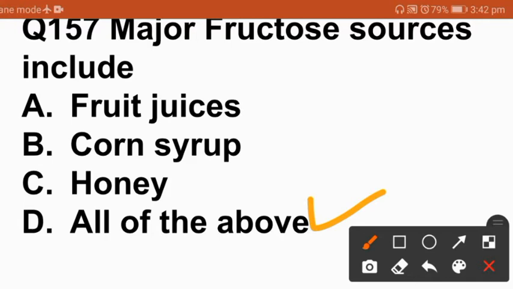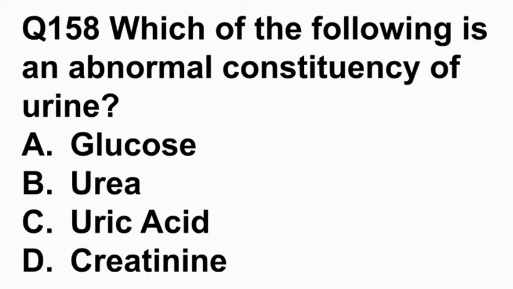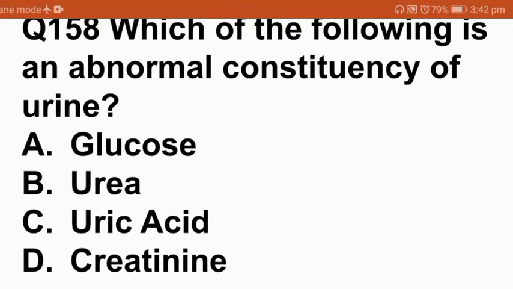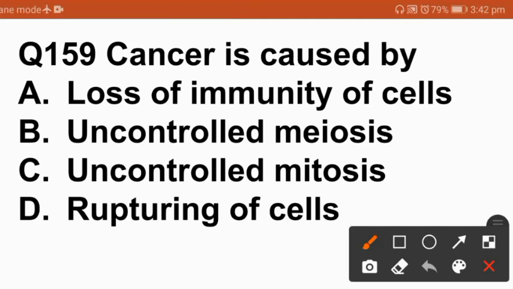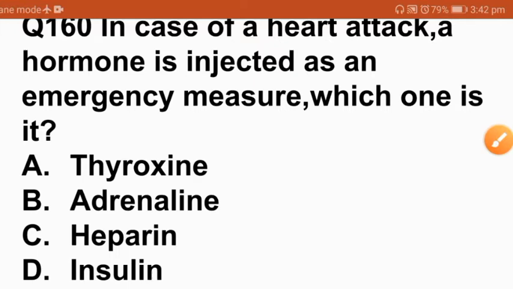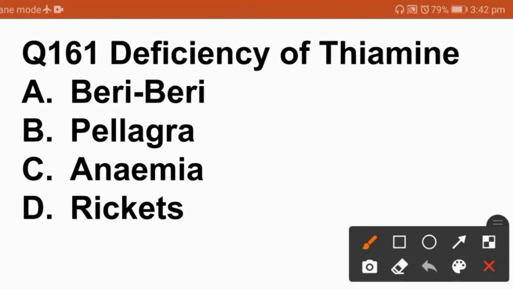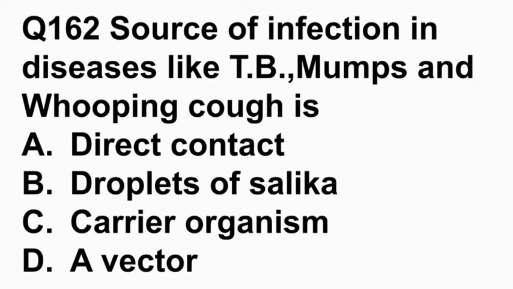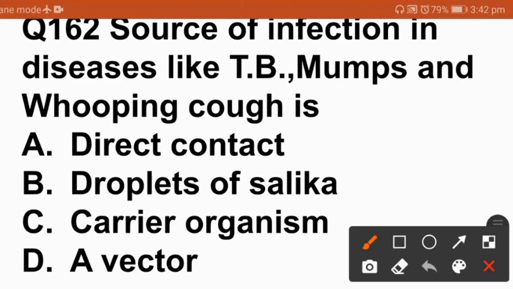Which of the following is an abnormal constituent of urine? A. Glucose. Cancer is caused by C. Uncontrolled mitosis. In case of a heart attack, a hormone is injected as an emergency measure. Which one is it? B. Adrenaline. Deficiency of thiamine. A. Beriberi. Source of infection in diseases like TB, mumps, and whooping cough is B. Droplets of saliva.